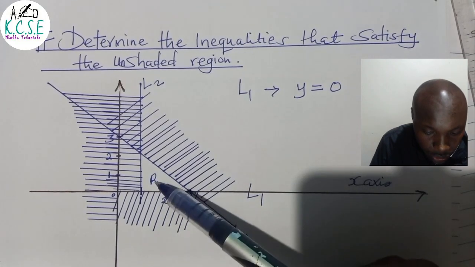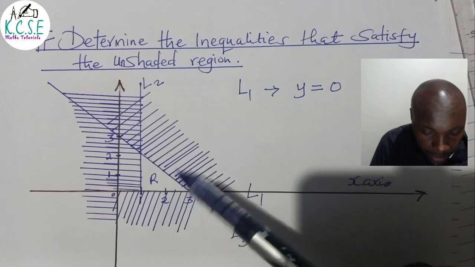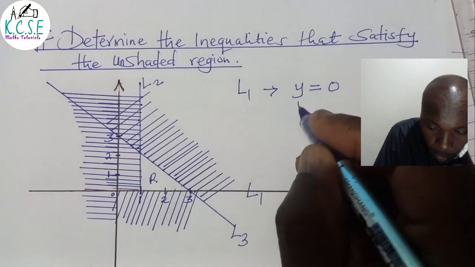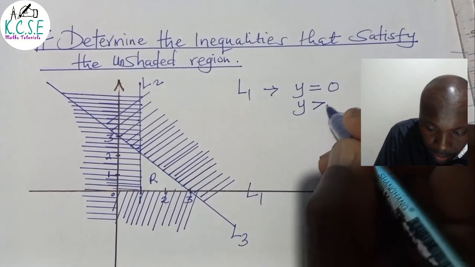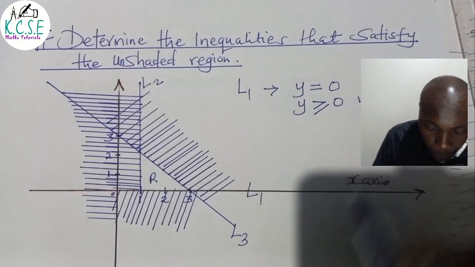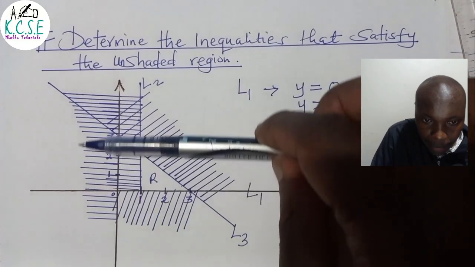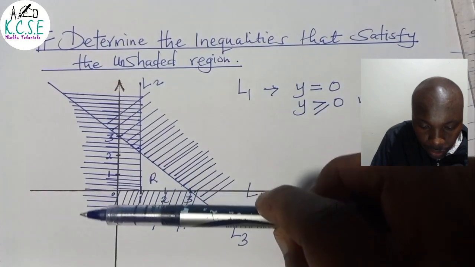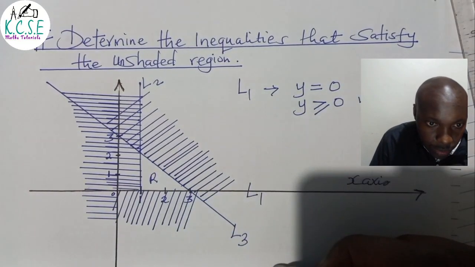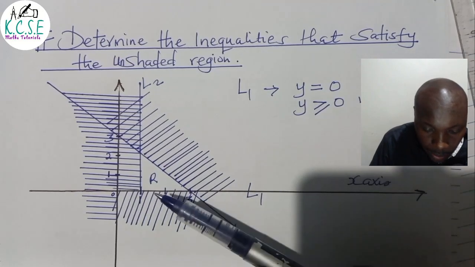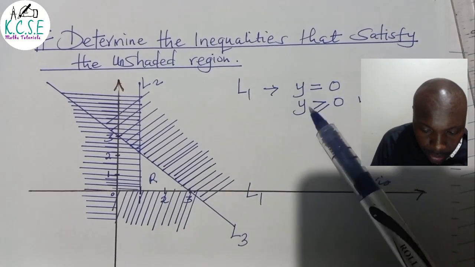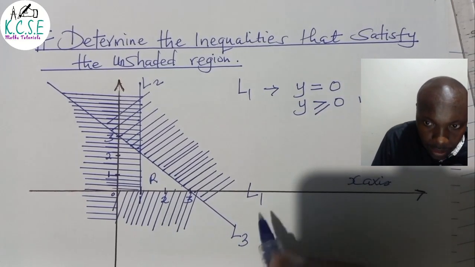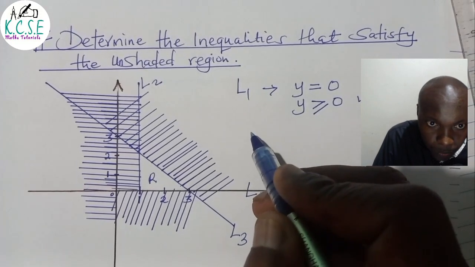Since this region lies above the x-axis, the inequality will be y is greater than or equal to 0. Since it is on the upper side of that line, it is greater than. You can see the values continue to increase above the line, and the values below that line reduce. So we require the side above, and that is y is greater than or equal to 0, since the line is continuous. Let's go to line 2.